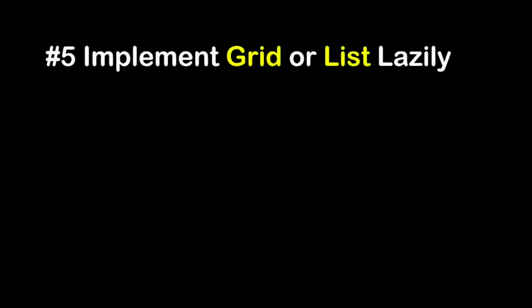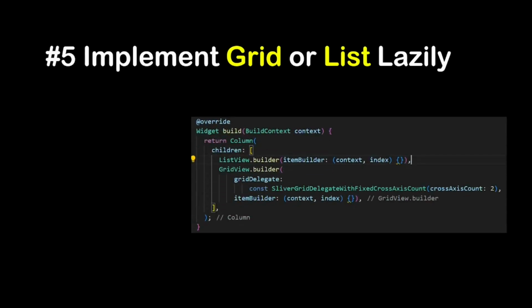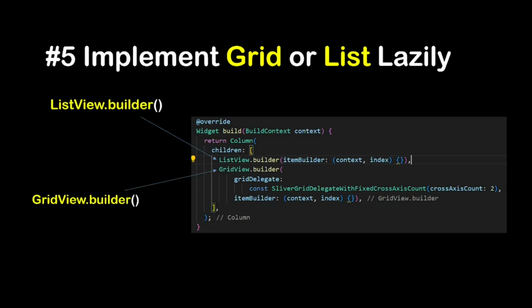Lastly, implement grid or list lazily. Whenever you want to display a long list that requires scrolling, make sure you use ListView.builder or GridView.builder instead of a simple Column widget. This is because the builder method is implemented lazily. The lazy builder method ensures that only the visible portion of the screen is built and loaded.